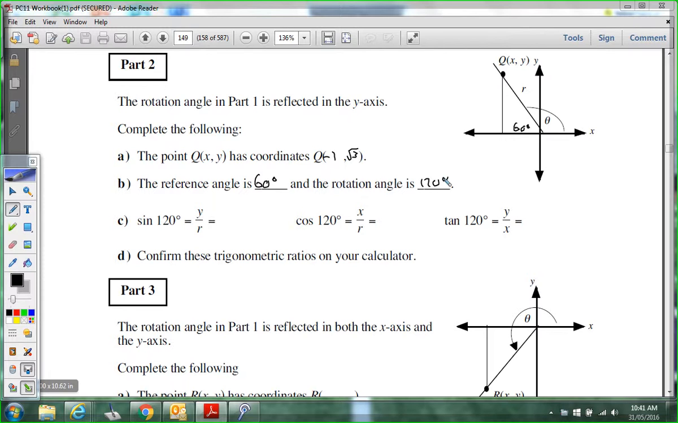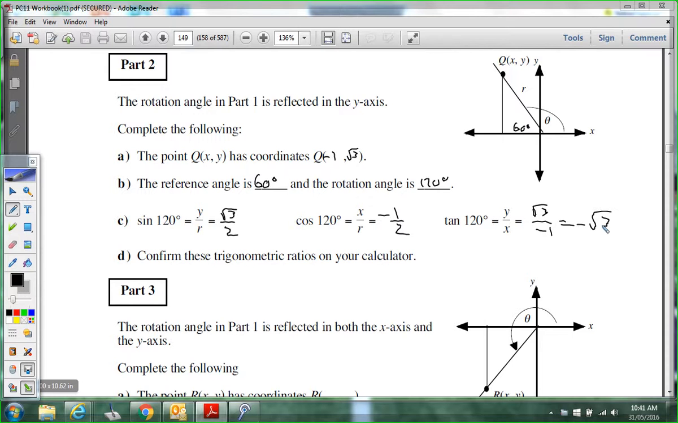Okay, so now we're going to set up our ratios. Sine of 120 is y over r. So in this case, that's still going to be root 3 over 2. Everything is positive for that because y and r stayed positive. But now we run into our negatives. It's a negative 1 over 2 because x is negative 1. And this is going to be root 3 over negative 1, which is just negative root 3. So you can see how the points are kind of flip-flopping signs for certain ratios. We're kind of developing a rule, if you're wondering.